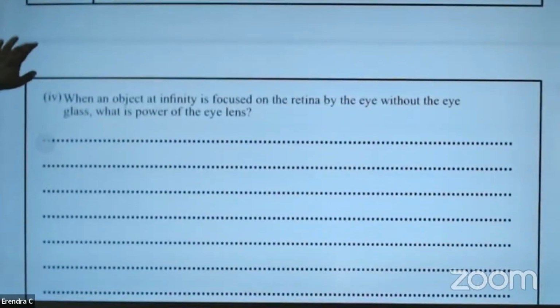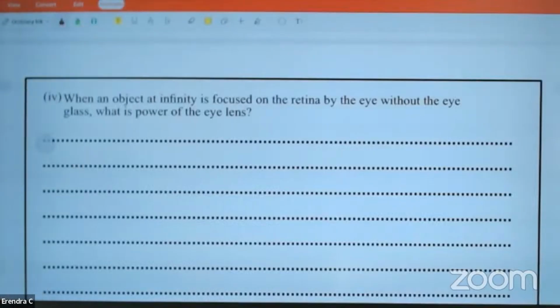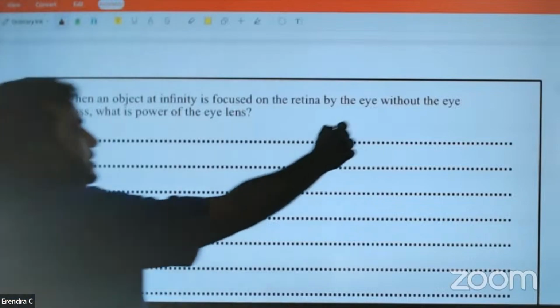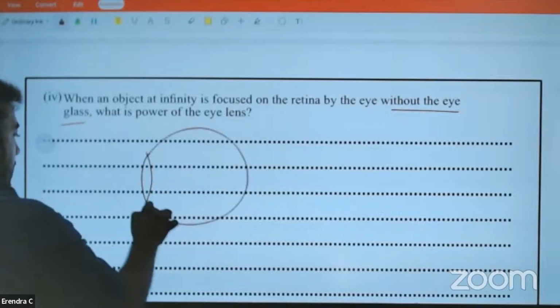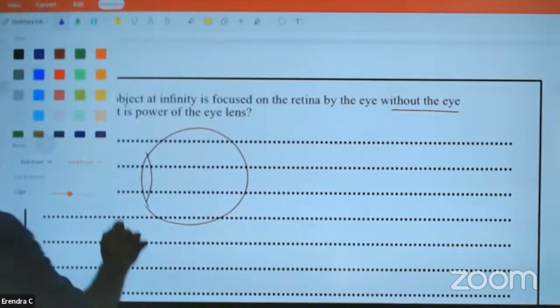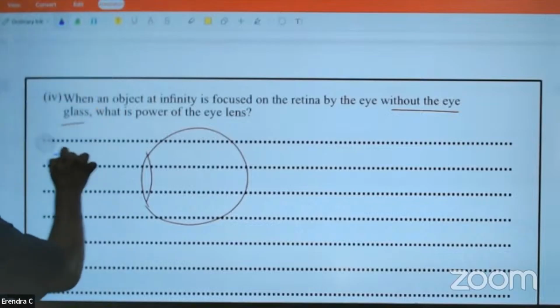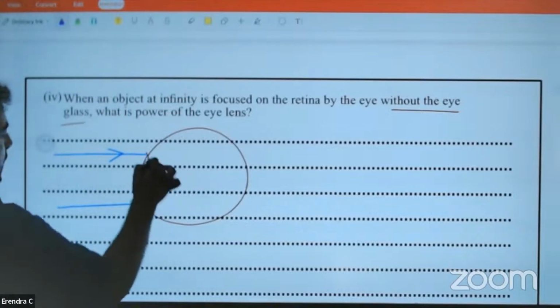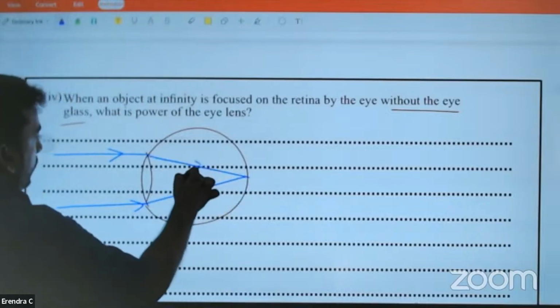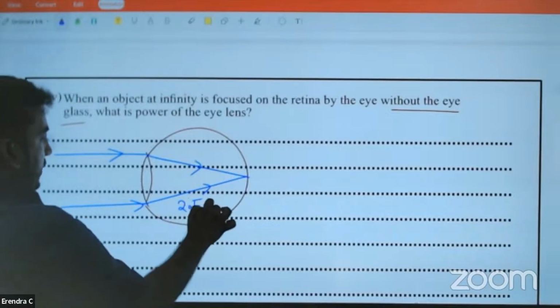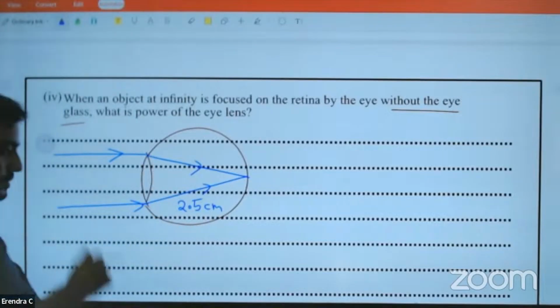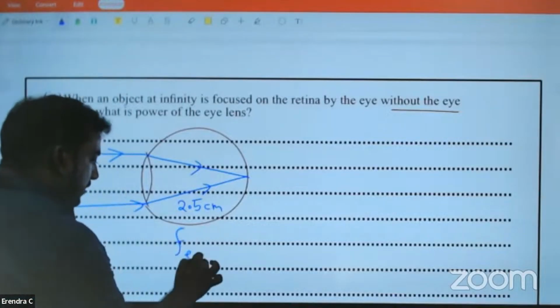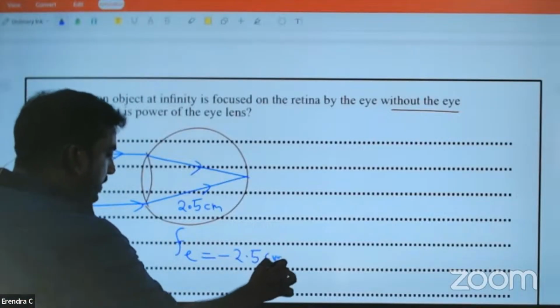When the object is at infinity, it is focused on the retina by the eye without the eyeglass, without the spectacles, he can see it. What's the power? So light rays come from infinity. Light rays coming from infinity will converge on the retina 2.5. So what's the focal length? Converging convex lens means focal length is same. The focal length of the eye is minus 2.5 centimeters.